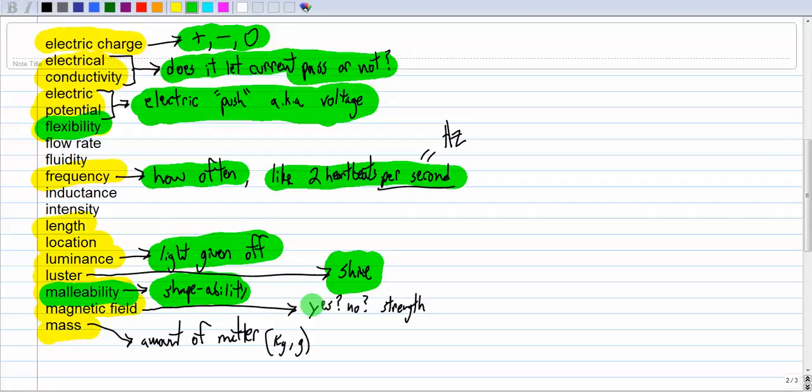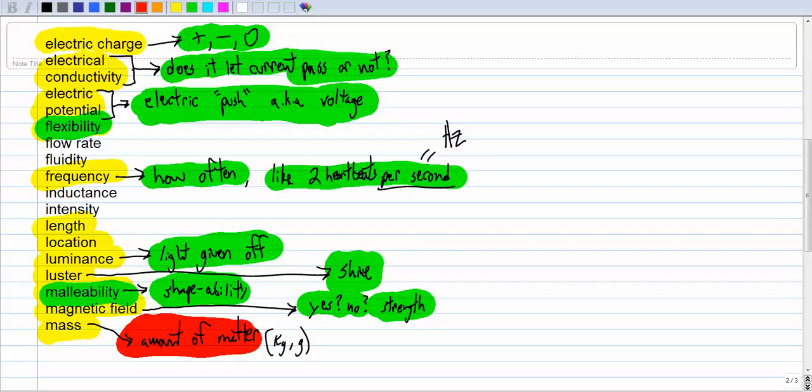Magnetic field, you know, is there one? Isn't there one? How strong is a magnetic field? These are things we can measure without changing the substance into something else. Mass, very important in physical science. Mass is the amount of matter in something. It's not just the scale reading, it's actually how much stuff is in something. We measure it in grams or kilograms.